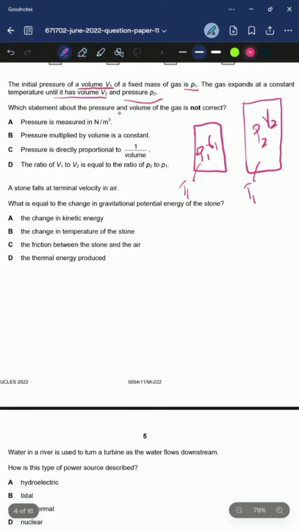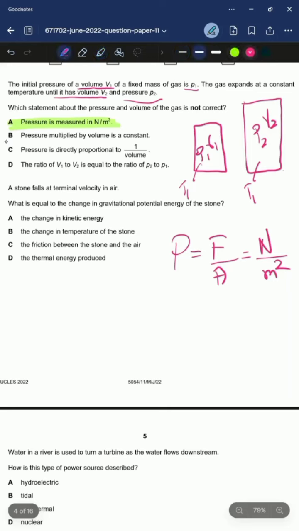Which statement about the pressure and volume of the gas is not correct? Okay, so we need to find which statement is not correct about the pressure and volume. Pressure is measured in Newton per meter cube. The formula for pressure is pressure equals force per unit area. Force is in newtons and area is in meters square. So we got the first one right, as this is the incorrect statement, because the pressure is Newton per meter square.